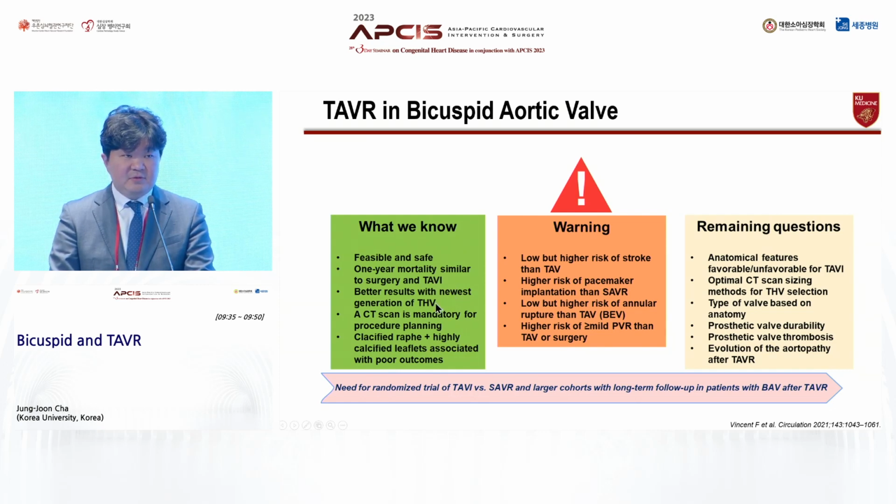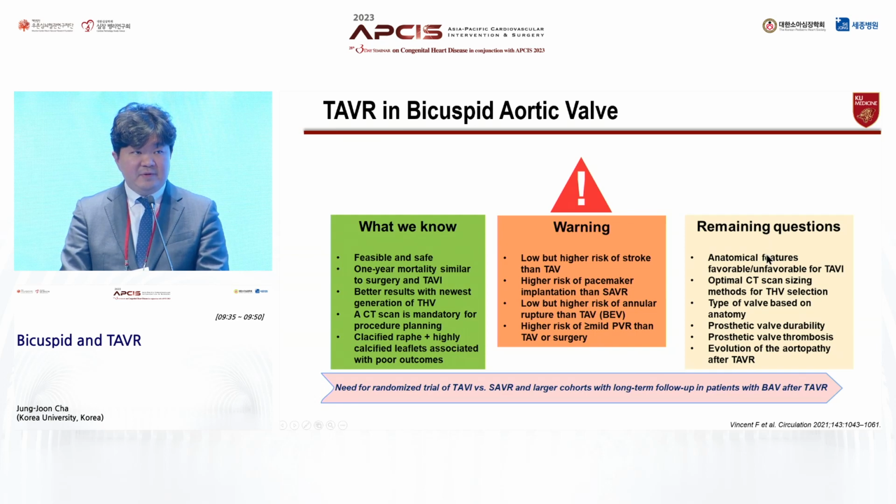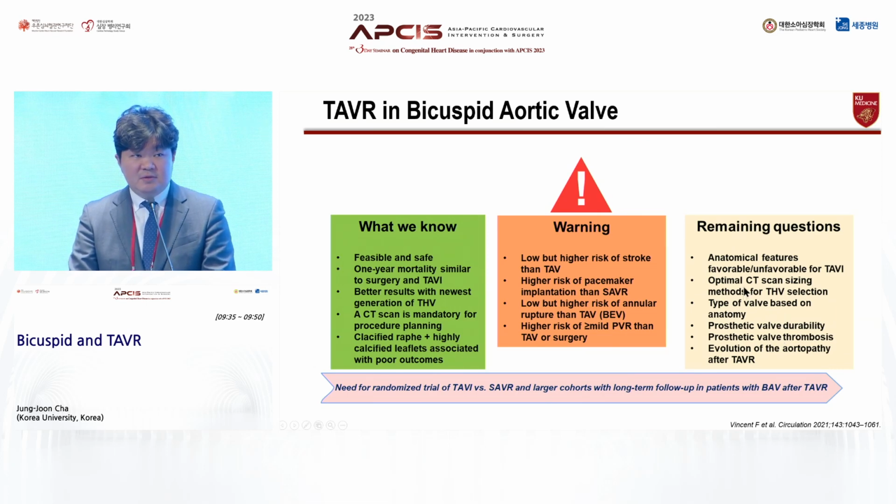Maybe the newest generation transcatheter heart valve may give better clinical outcomes, and CT is mandatory. But there is still a high risk of stroke, a high pacemaker rate, rupture risk, and more PVL. Questions remain about which anatomic features are favorable and which are unfavorable. The optimal CT scan sizing method is not certain, and durability issues also remain. So we need randomized controlled trials and large cohorts.